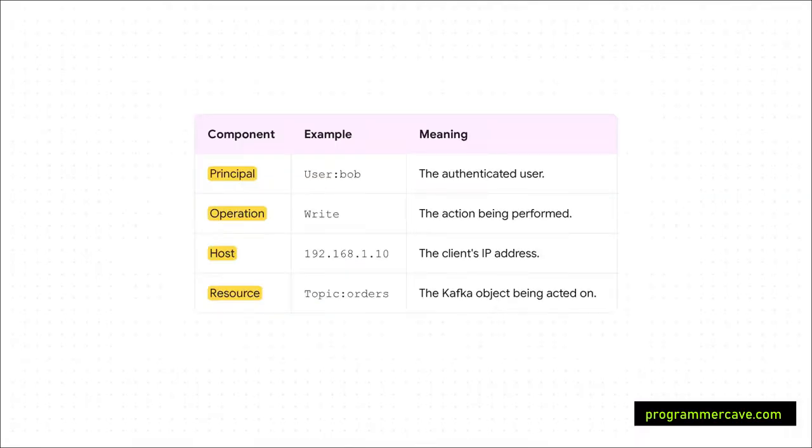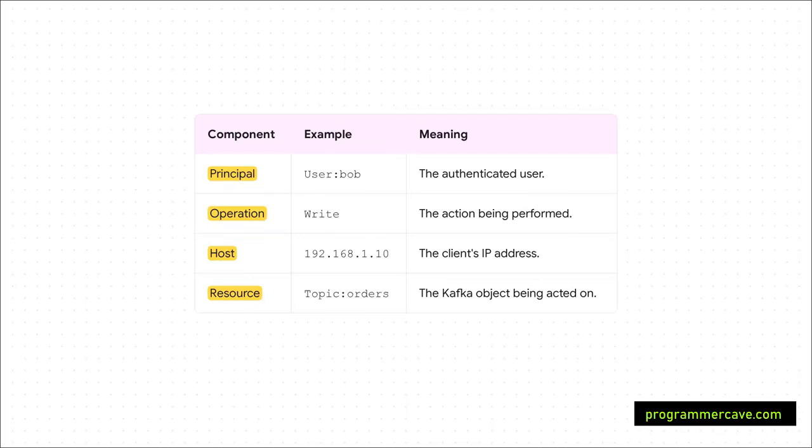Let's break that down with our real example to make it concrete. This ACL right here says that the principal user, Bob, is allowed to perform the write operation, but only from the client IP address 192.168.1.10 on the resource topic orders. With these simple but really powerful rules, you can create incredibly specific, fine-grained permissions to lock down your cluster exactly how you need to.